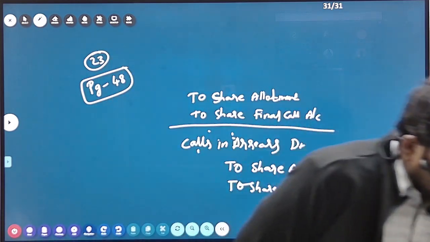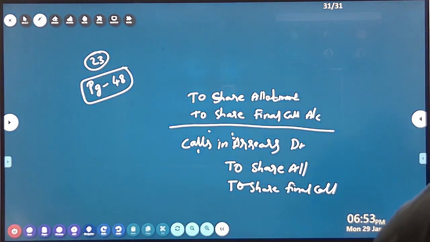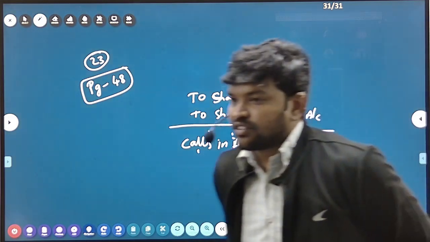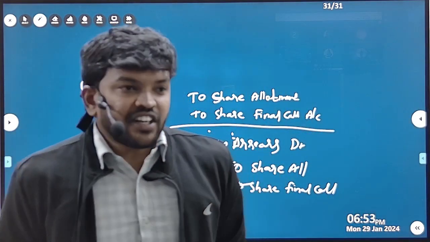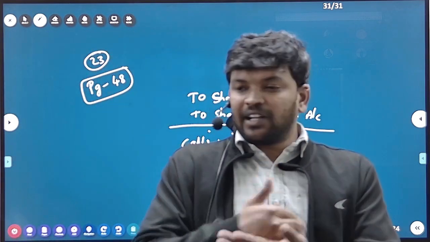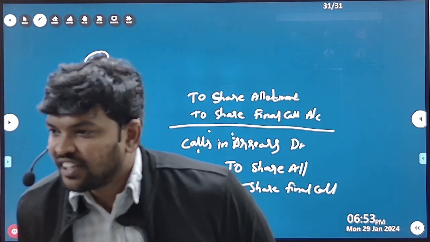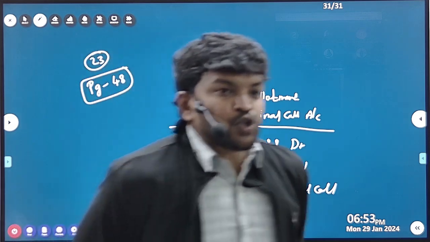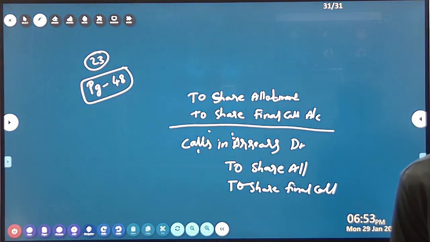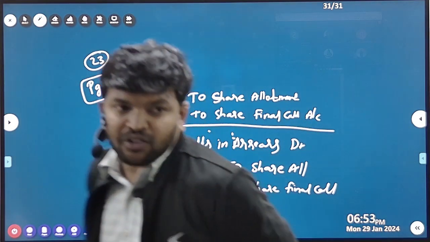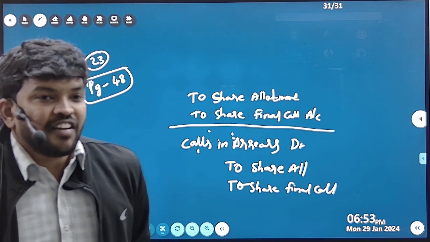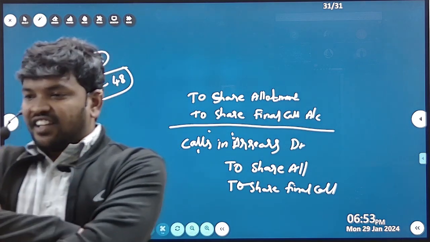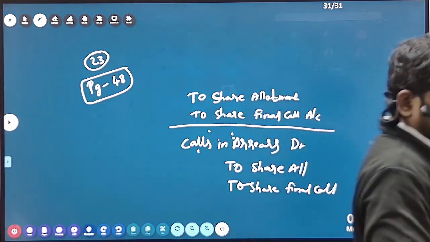Now coming to the second entry. Bank account debit, how much? 100 shares into 15 rupees, 1500 rupees. To equity share capital, 100 into 10 rupees, share capital, yes or no? To securities premium, how much is the premium on one share? 5 rupees, very good. 100 into 5 rupees, how much is the total securities premium? 500. Clear with the second entry? Total 3 entries are regarding forfeiture and reissue.